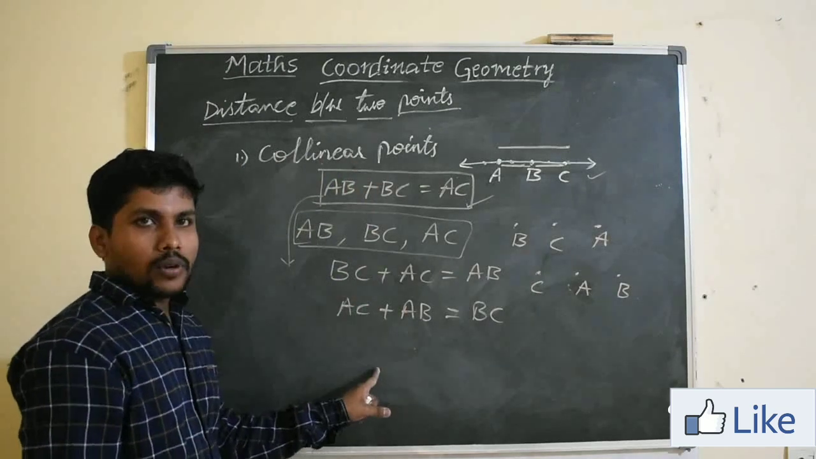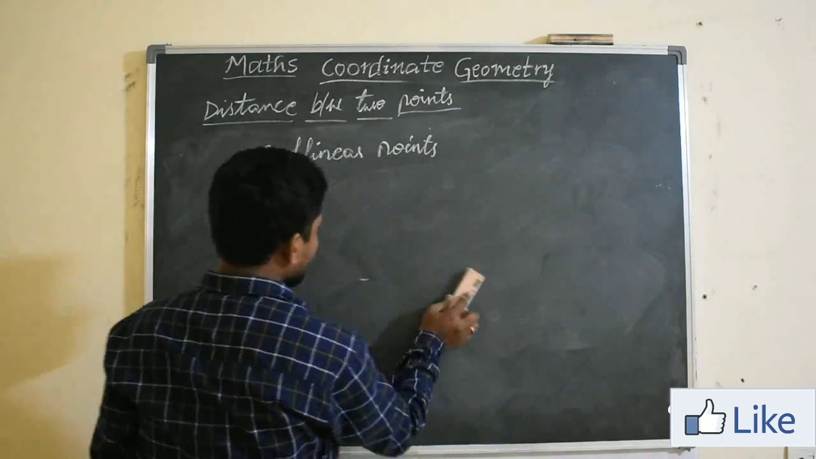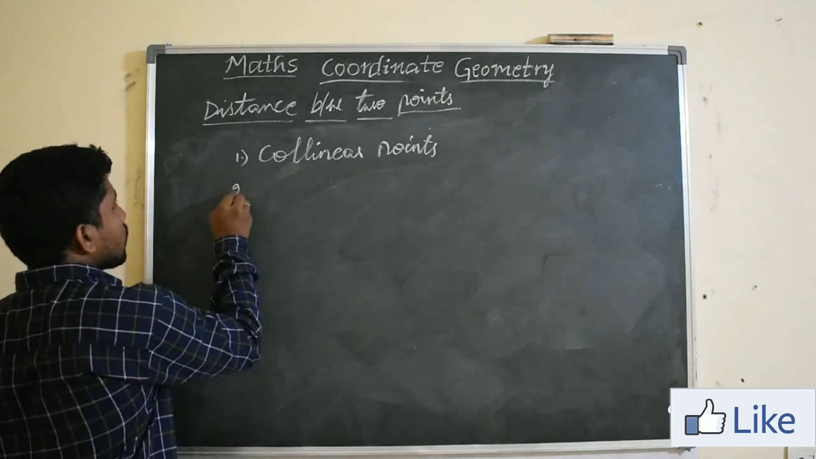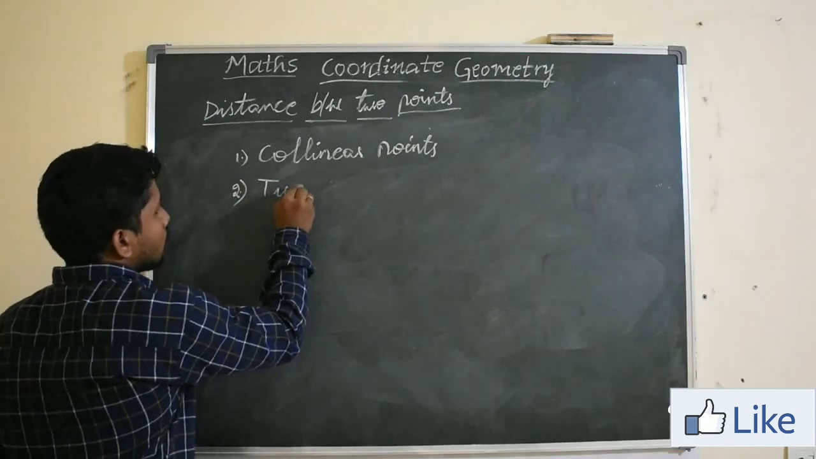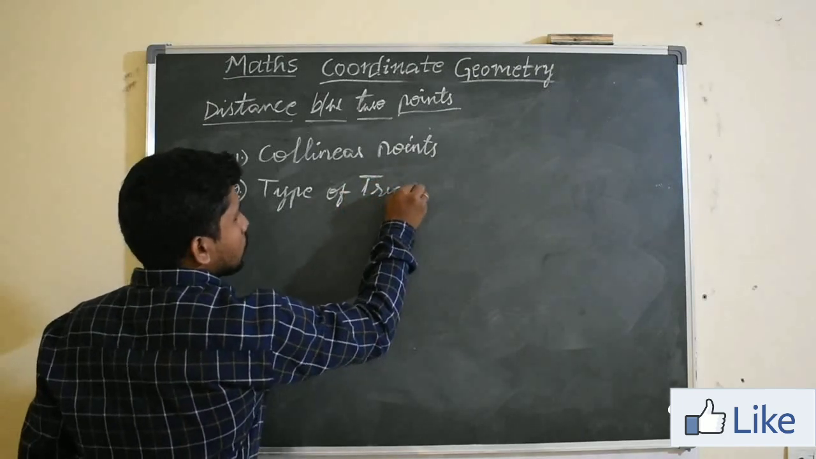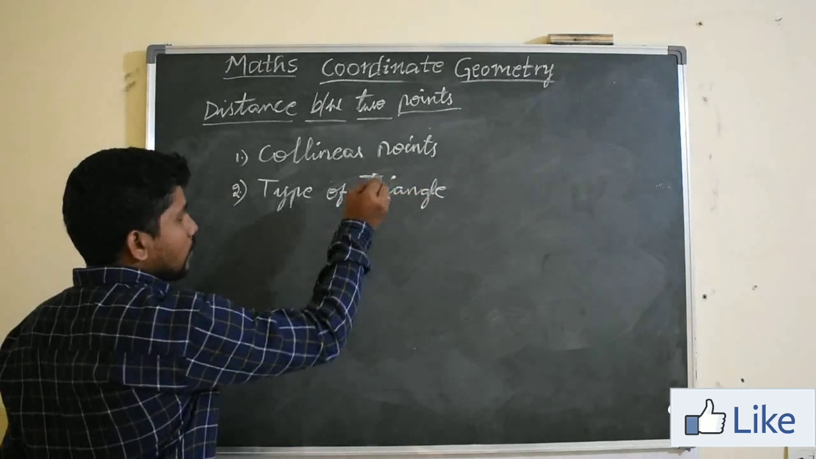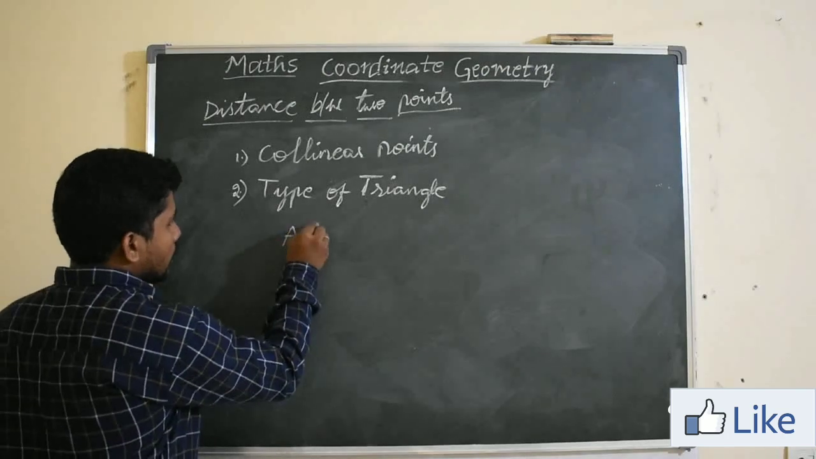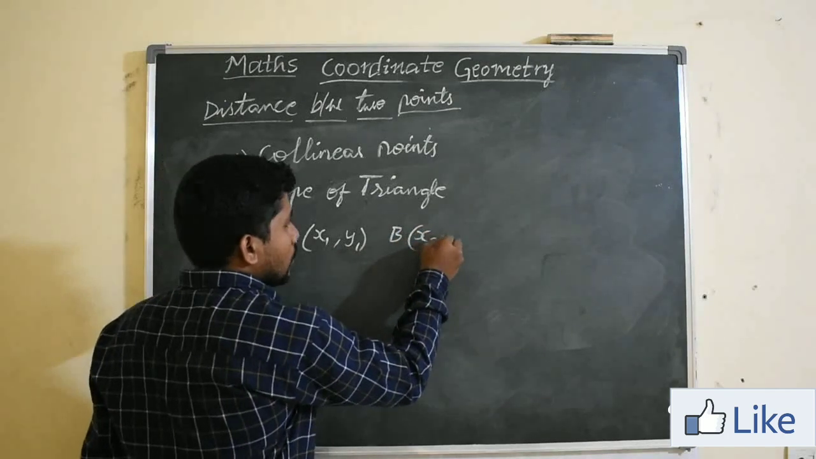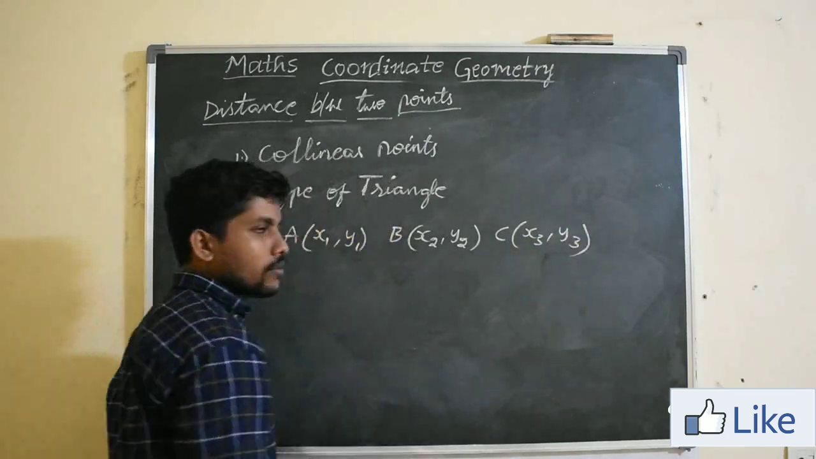This is one process where we use the distance between two points. And the second one is to identify the type of triangle. For a triangle, we have three vertices. If they give vertices A as x1 comma y1, B as x2 comma y2, and C as x3 comma y3, three vertices are given.